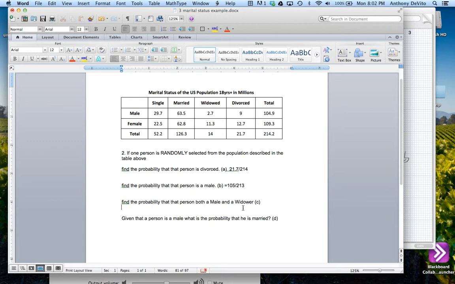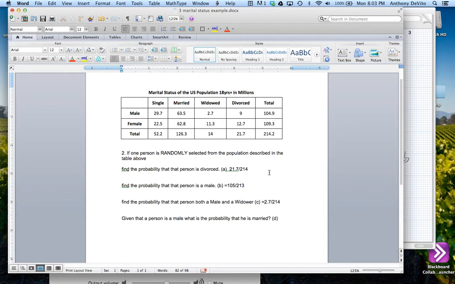Okay, now let's get a little bit trickier here. What's the probability that a person is both male and a widower? There's only one box here that satisfies that. Male widower, this is female widower, doesn't qualify. That's a male widower. 2.7 million males are widowed, are widowers in the United States out of a total population of 214. So the probability that you randomly select a person from the population of the United States is 2.7 over 214, which is roughly about 1%.